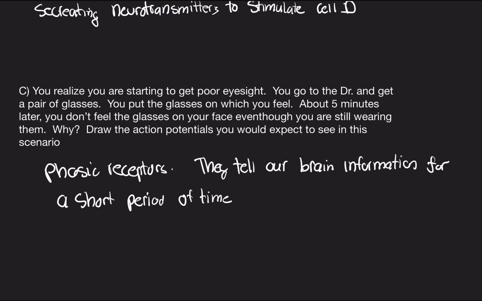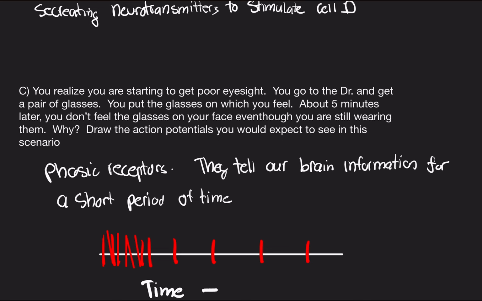And then the graph you would see for this is this graph here. You're going to get a lot of action potentials here, and then you'd start to level off like that. This is time. So you get a lot of action potentials in the beginning because we feel our glasses, but then about 5 minutes later, we start getting less and less action potentials. That's what's happening. These are phasic receptors.